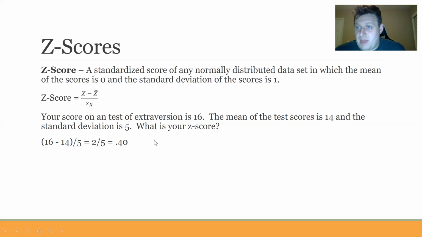Yay, I did the math correctly. I've got to be careful sometimes. Who knows what was happening when I was making these slides? I might have made a mistake. So 2 divided by 5 is 0.4.